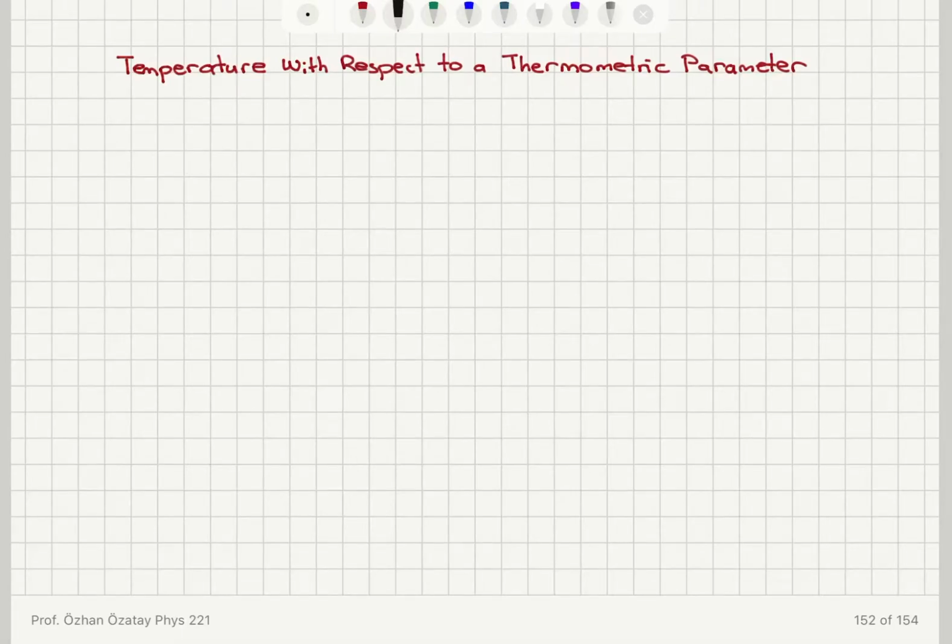Now let's say we measure the temperature of a system by using two thermometers, and we have a reading of the thermometric parameter value from thermometer A and thermometer B. So if we have two readings from two different thermometers and they both give theta A is equal to theta B, that means these two thermometers, A and B, will be in thermal equilibrium.